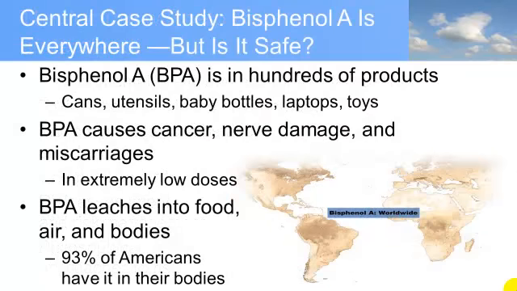Our central case for Chapter 10 is a chemical known as bisphenol A, or BPA. It is used in hundreds of products, including cans and baby bottles, laptops, all kinds of toys. It has been linked to nerve damage, cancer, miscarriages, even in some low dosages. It's been known to leach into food and into the air and into our bodies. It's estimated that 90% of Americans have it in their bodies.